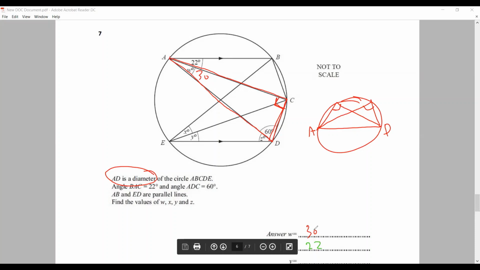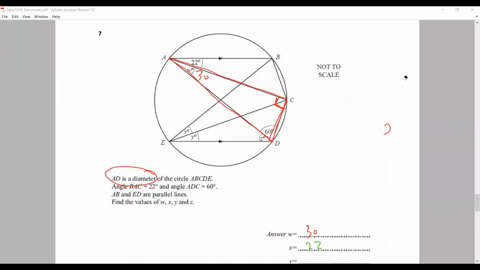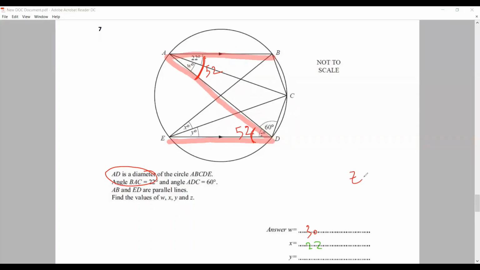I explained to you why. And now let's make use of the parallel lines, right? It was given to us for a reason. This whole angle, if W is 30, this whole angle is 52. And then take a look at this part, okay? So again, the properties from the number line, these two angles are basically alternate angles, and Z should be 52 as well. Let me write that here.